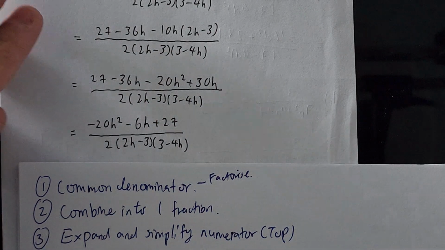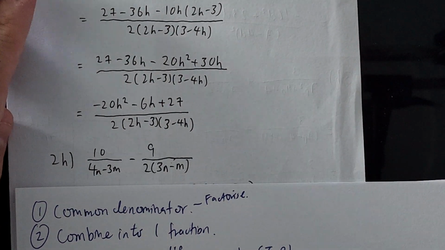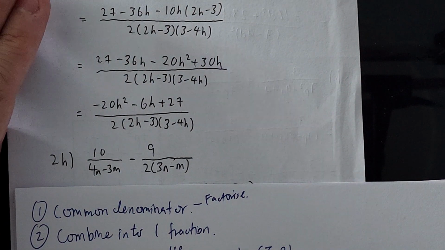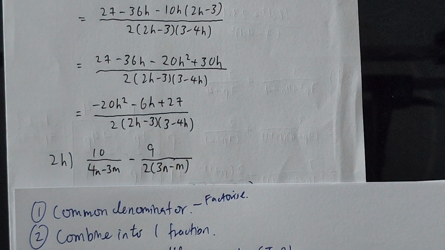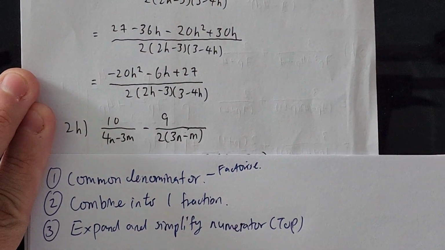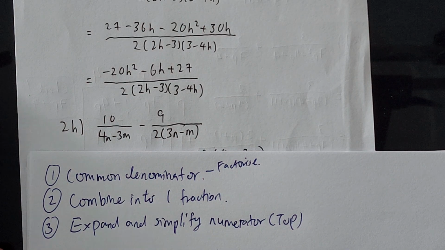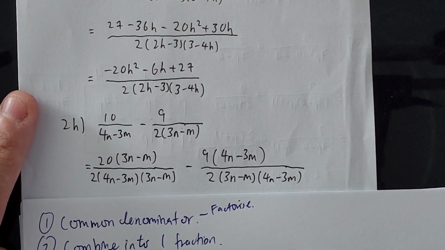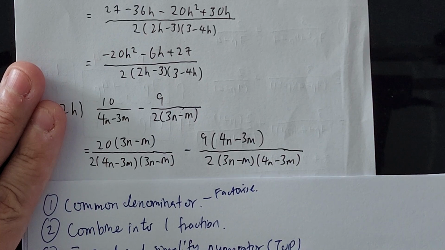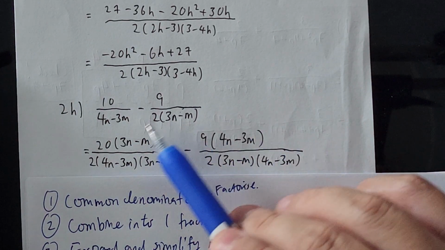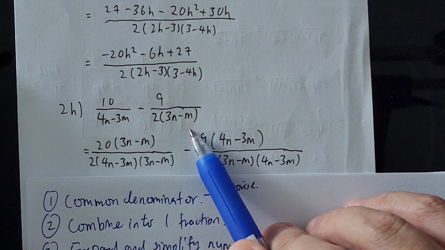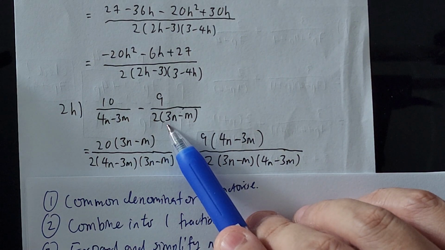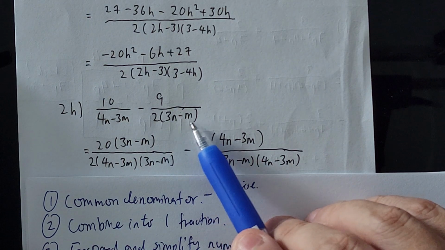And now, next we're going to go through 2h also. Same thing, worksheet 1b, 2h. We're going to see how we're going to do this question. Similar. Over here, I multiply the numerator and denominator by the same value. In this case, it's 2 open bracket 3n minus m.